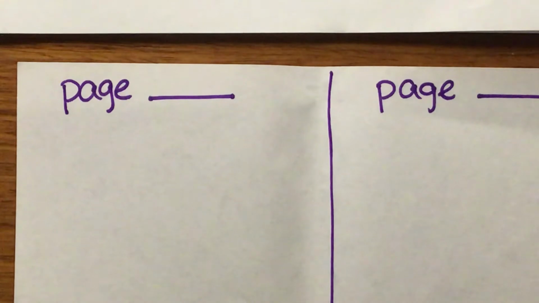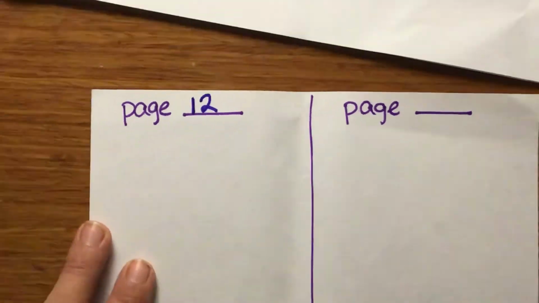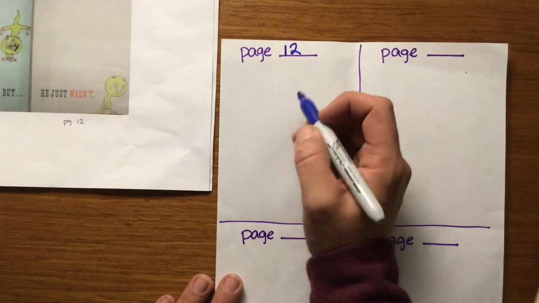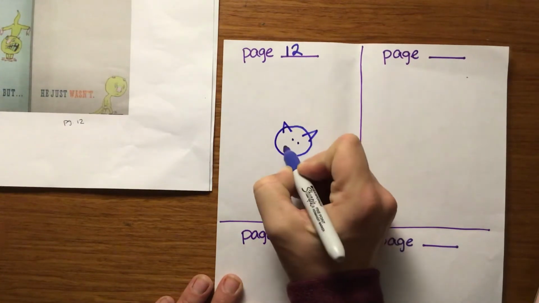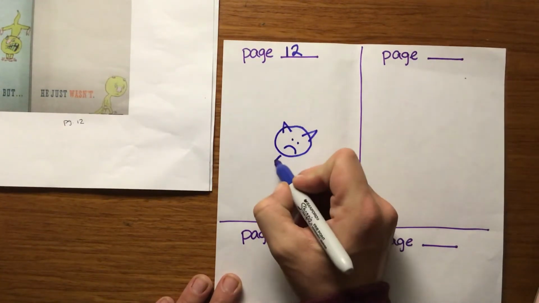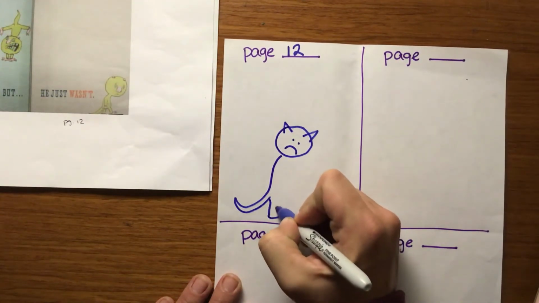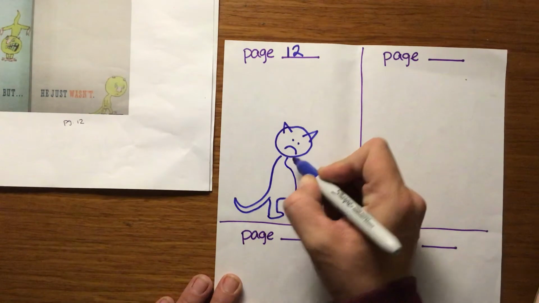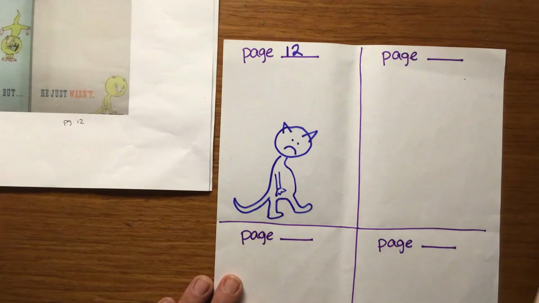If I were to use those two examples on my organizer, I would write page 12. And I would use my picture. I might even draw Sam. Here he is. I'm not the world's best artist, so I'm just going to try my best. There's his tail. There's his one leg. There's his other leg, because he's walking. There's my sad Sam.